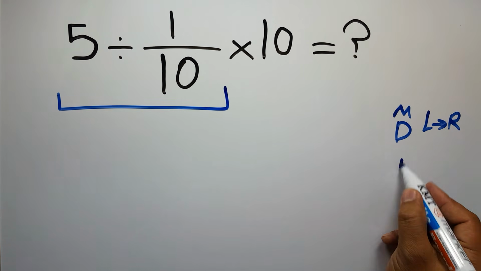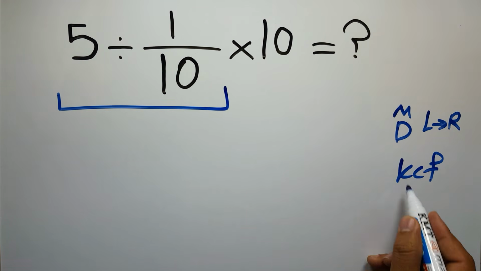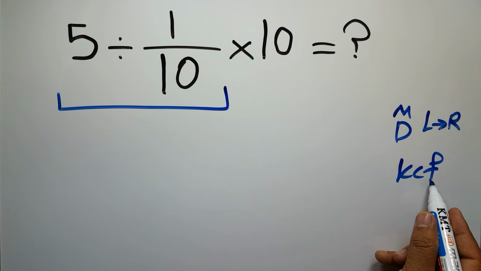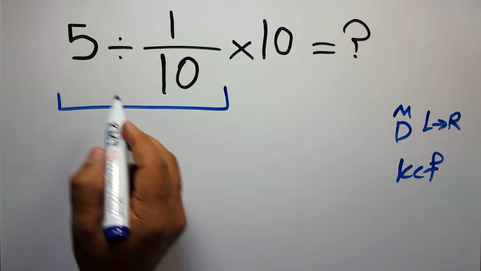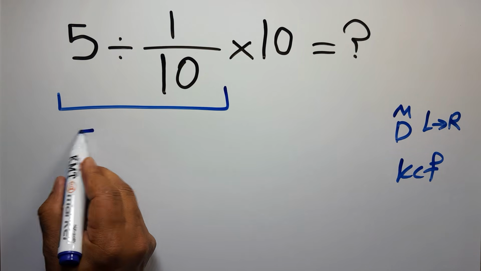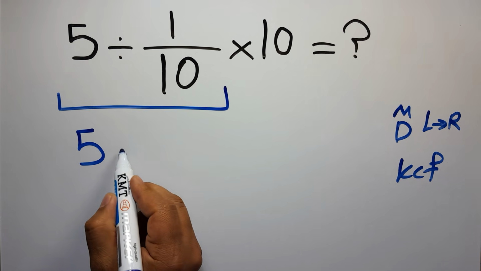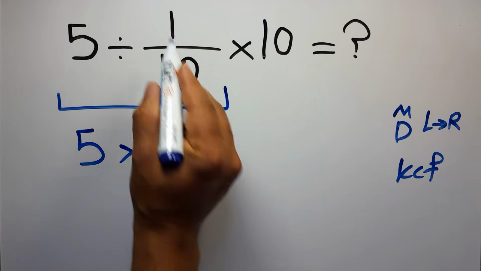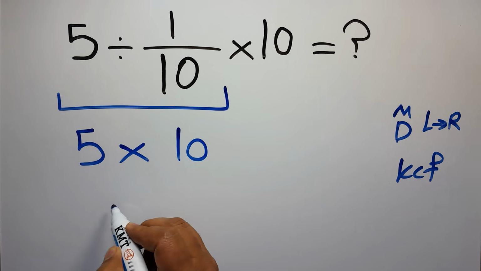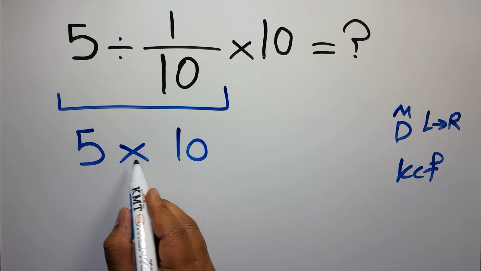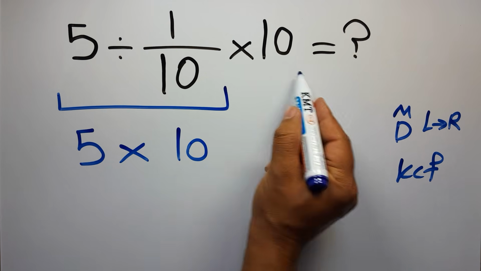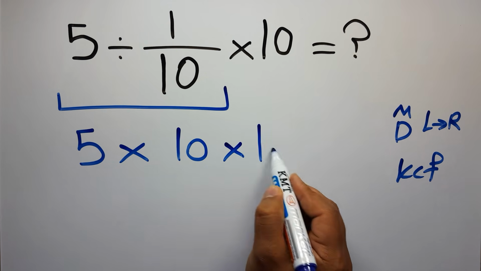According to the KCF rule, K stands for keep, C stands for change, and F stands for flip. We can write: keep the first fraction, change division to multiplication, and flip the second fraction. So we have 5 times 10 and times 10.